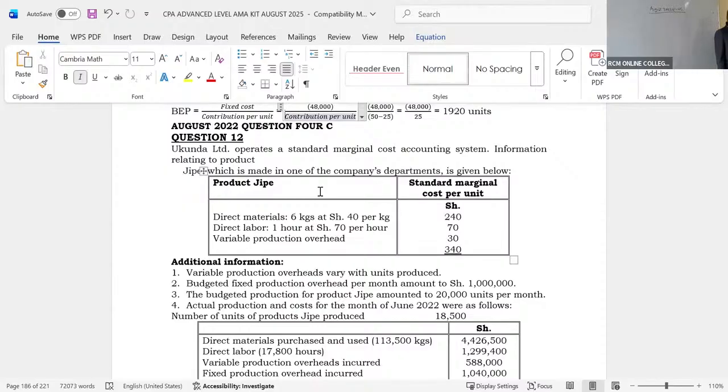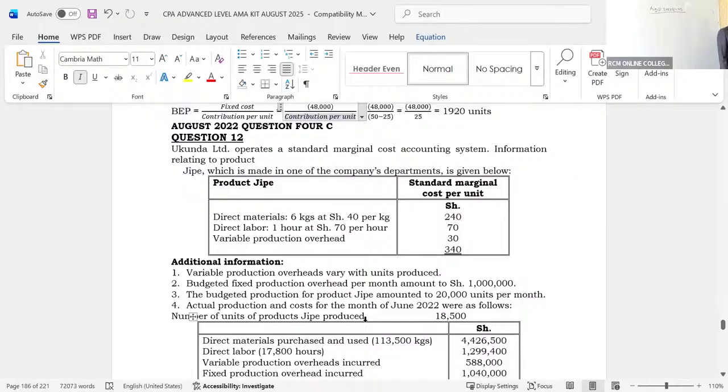So Ukunda Limited operates a standard marginal cost accounting system. Information relating to the product, Blkk, which is made in one of the company's departments, is given below. Additional information: variable production overheads vary with units produced. Number 2, budgeted fixed production overheads per month amount to 1 million. The budgeted production for product Blkk amounted to 20,000 units per month. Actual production and cost for the month of June 2022 were as follows. You can see the number of units of Blkk produced, to how many?